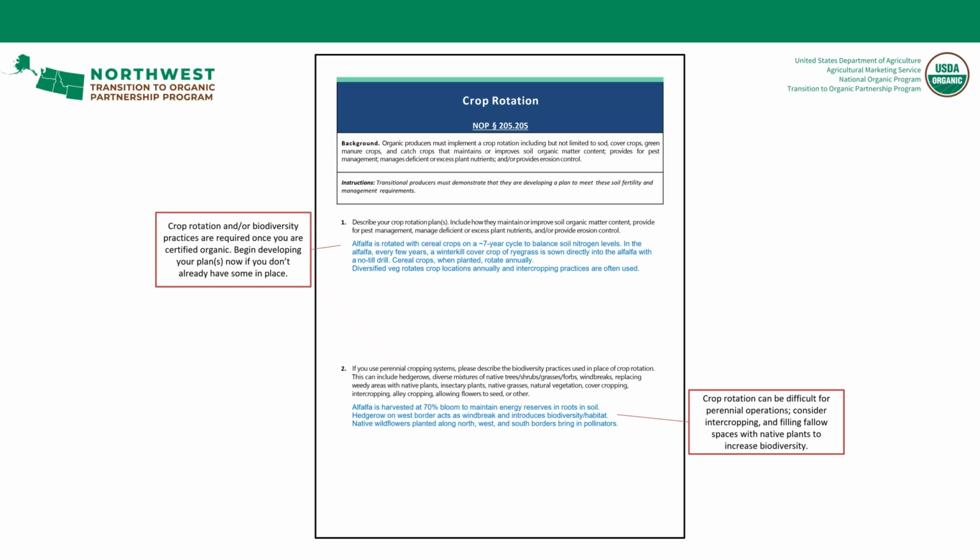For perennial operations, you can be creative with crop rotation. Consider intercropping, such as planting native grasses in alleys, or planting fallow areas with native plants and flowers to increase biodiversity.